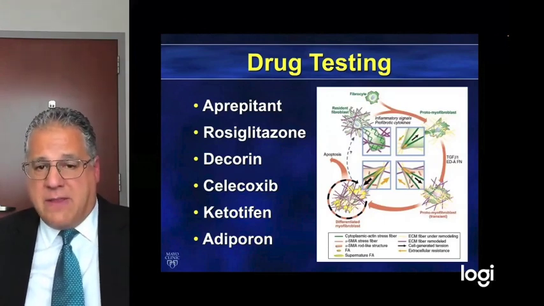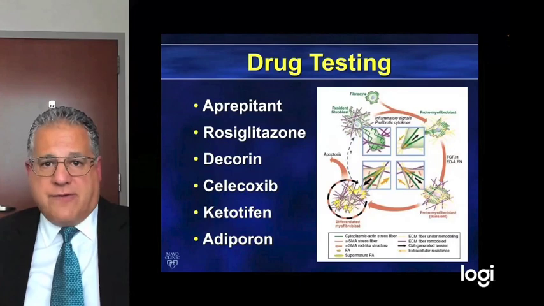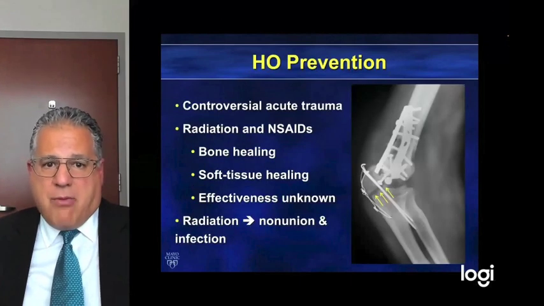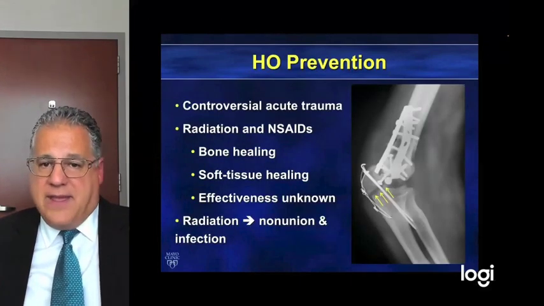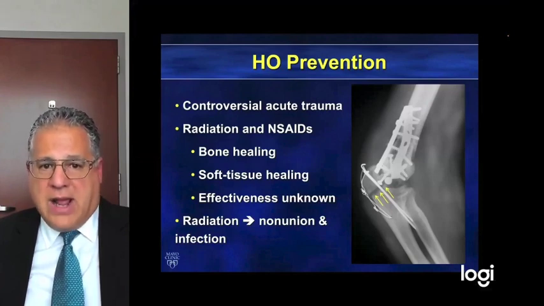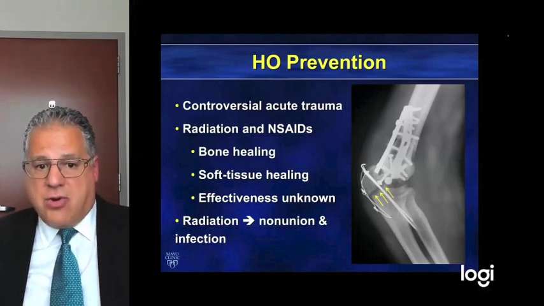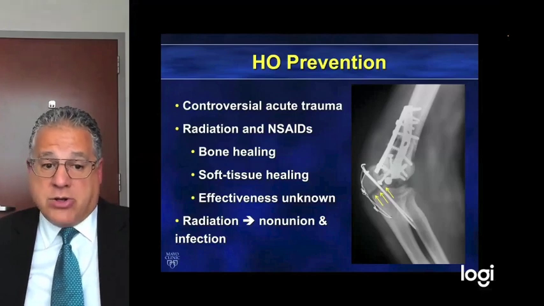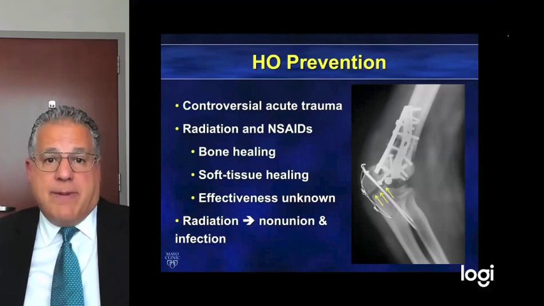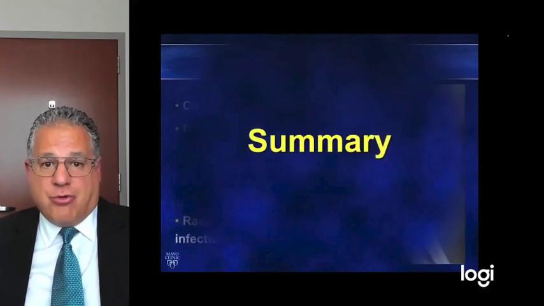So more to come in this, but I think there will be a role for prevention of stiffness after elbow trauma. Regarding prevention of HO, I think it's very controversial. Radiation and non-steroidal anti-inflammatory drugs both interfere with bone healing and potentially soft tissue healing, and radiation can actually lead to non-union osteotomy and maybe increase the risk of infection. So at this point, I myself don't use any strategy to prevent HO formation after acute elbow trauma.